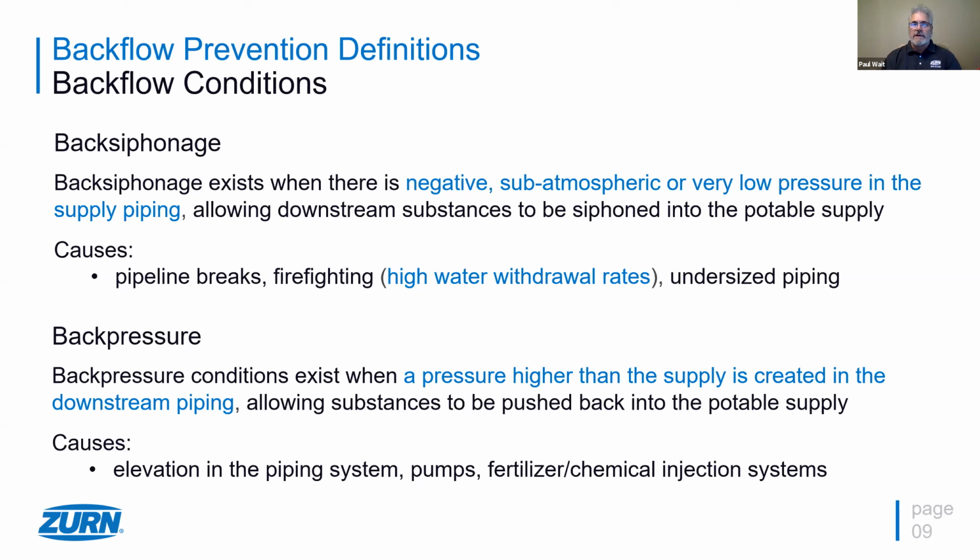Also a pump. We put pumps on our system for irrigation. We're going to pump up the pressure. That pump could generate a downstream pressure that's higher than the pressure coming in, which is why we put in the pumps. And now we have a back pressure situation. These two conditions, back siphonage and back pressure, are very interesting, and it's necessary to understand these definitions in order to know about the different types of backflow preventers we use and their installation requirements, which we'll be covering later.